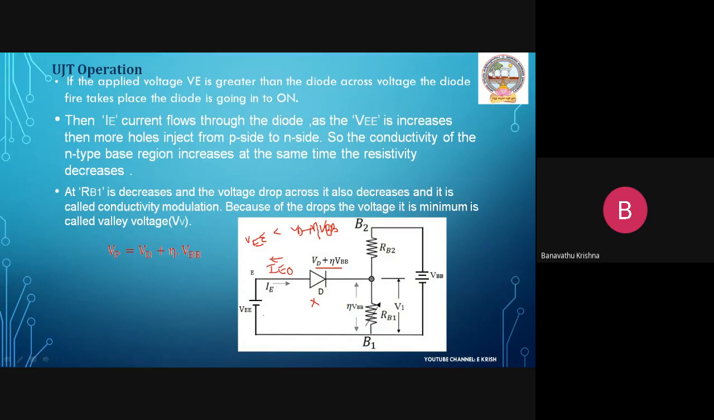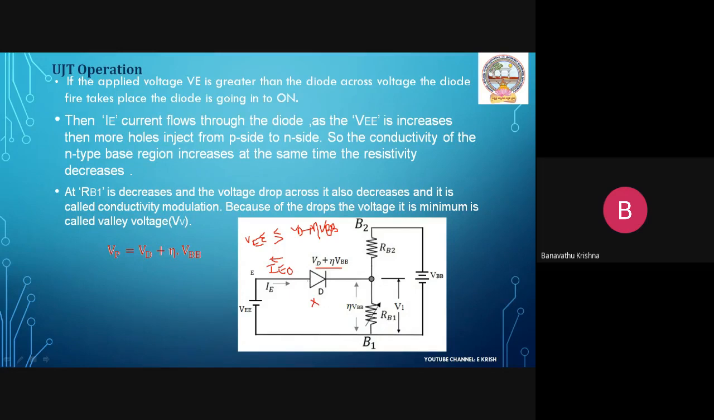And further, if you are increasing this voltage, the drop across this device is VD plus eta VBB. So when this condition is exceeded, meaning V is greater than VD plus eta VBB, then V is applied at the anode terminal and VD plus eta VBB is at the cathode terminal. So the applied voltage is greater than the cathode voltage, and the diode goes into forward bias condition.